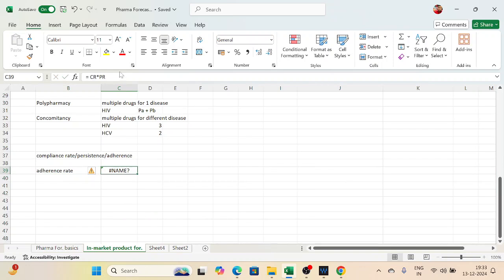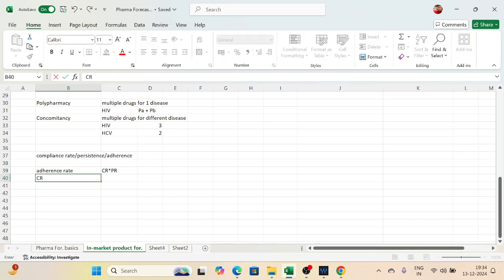Compliance rate, persistence rate. The short form is not defined, I'm just typing here, so do not use the short forms. Adherence rate is equal to compliance rate into persistence rate. So what is compliance rate and what is persistence rate?